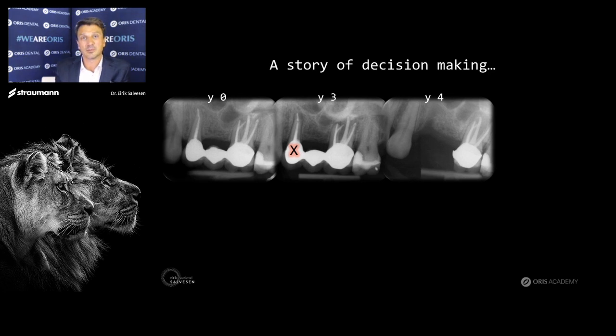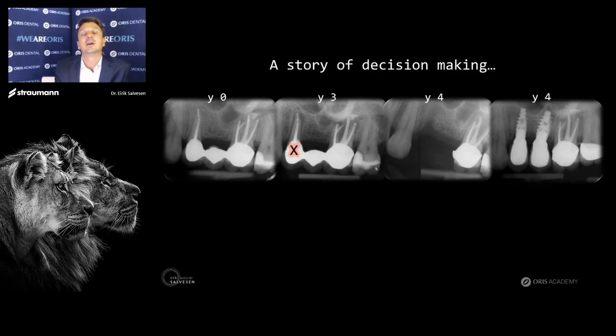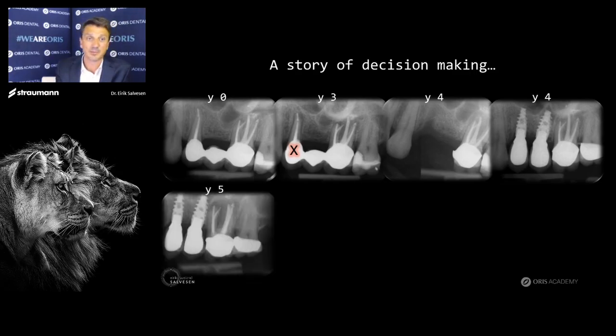So at that time, my choice was to remove the root due to the fact that there was infection, there was a close proximity to the sinus, and there was a large defect. So we waited for healing, and then I inserted 2 implants, and we restored them. And she's happy, at least for 1 year, because a year after, another abutment tooth is lost.